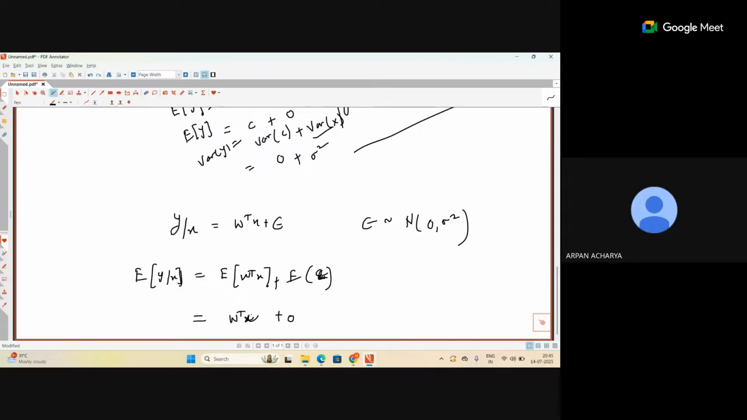Can you please explain why the expectation of epsilon is 0? It is given to us. Epsilon is distributed according to this. We have assumed that this epsilon is noise in the labels, and we are saying that this noise is Gaussian distributed.